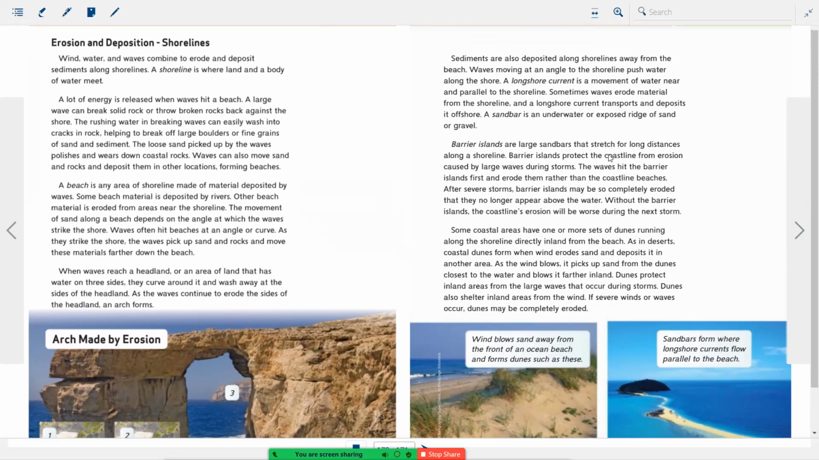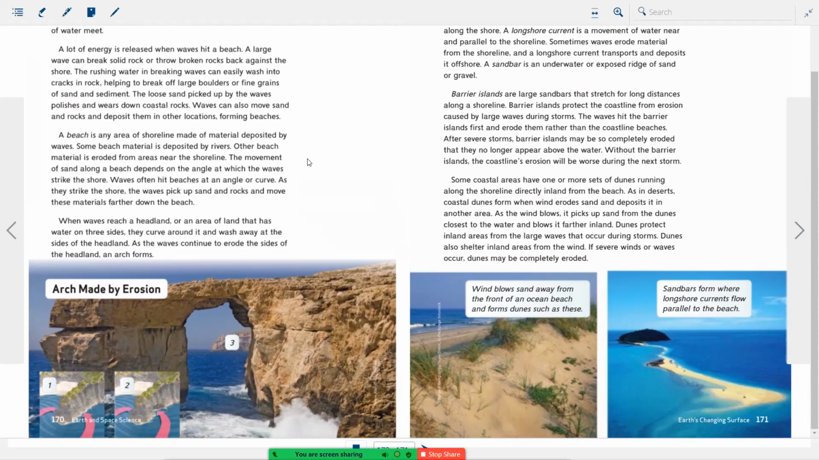Erosion and deposition, shorelines. Wind, water, and waves combine to erode and deposit sediments along the shorelines. A shoreline is where the land and a body of water meet. A lot of energy is released when waves hit a beach. A large wave can break solid rock or throw broken rocks back against the shore. The rushing water in breaking waves can easily wash into cracks in rocks, helping to break off larger boulders or fine grains of sand and sediment. The loose sand picked up by the waves polishes and wears down coastal rock. Waves can also move sand and rocks and deposit them in other locations, forming beaches.